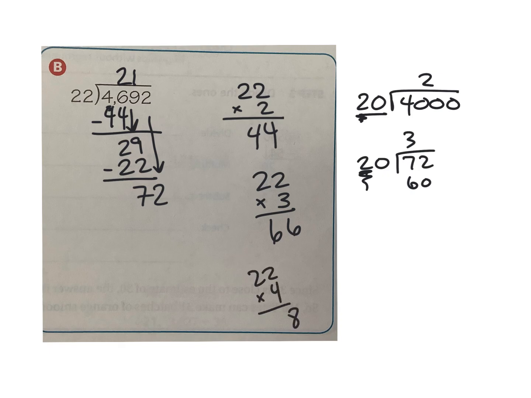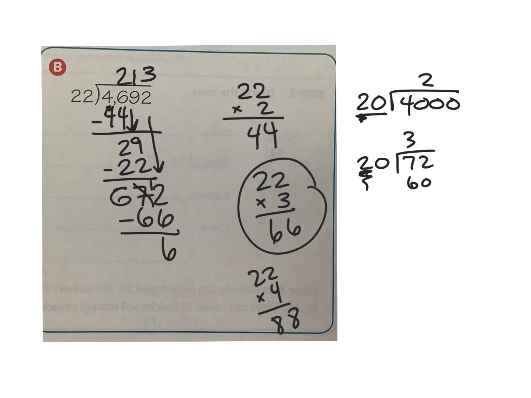4 times 2 is 8. 4 times 2 is 8. Oh, no, that's too big. It's this one. 3 goes here. I get 66. And 12 minus 6 is 6. 6 minus 6 is 0. So my remainder is 6.